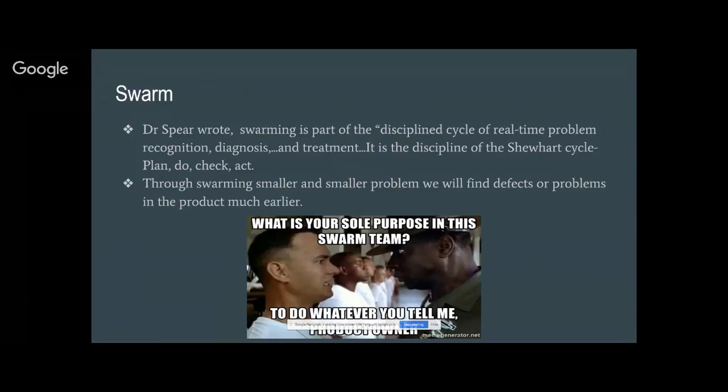Now, swarming. Dr. Spear wrote, swarming is part of the disciplined cycle of real-time problem recognition, diagnosis, and treatment. It is the discipline of the assured cycle: plan, do, check, act. Through swarming smaller and smaller problems, we'll find defects or problems in the product much earlier. And I love memes. They're fun. I just included one here, a good old Tom Hanks, Forrest Gump. And you can go back and view the slide again if you'd like to read that.